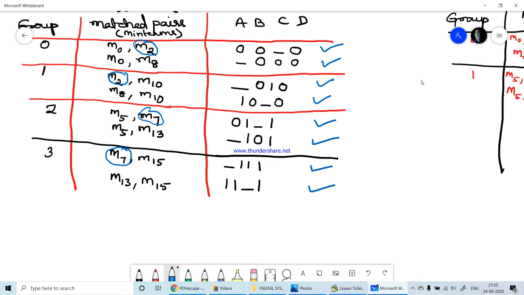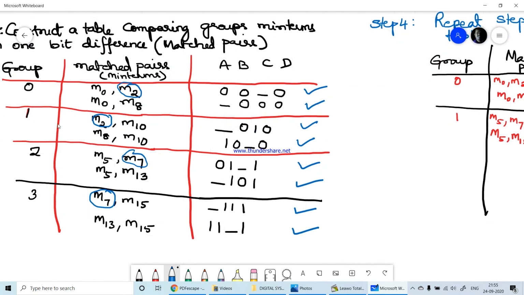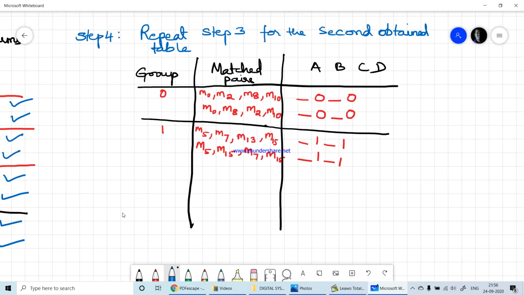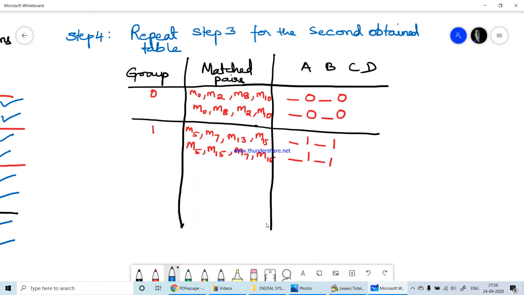Therefore, this table now doesn't contain any essential prime implicant because all minterms are matched here. All minterms are ticked. See, whenever you go to the next table, you will find out whether essential prime implicants are present in the previous table. That is the step which we always keep in mind. Now, the next step is not required because they both will not match.